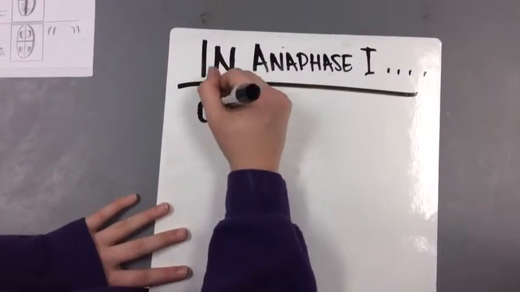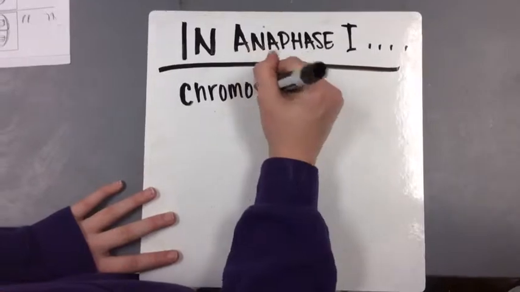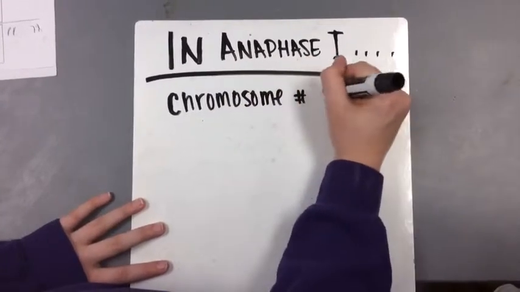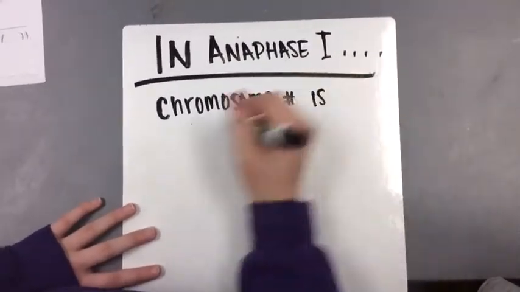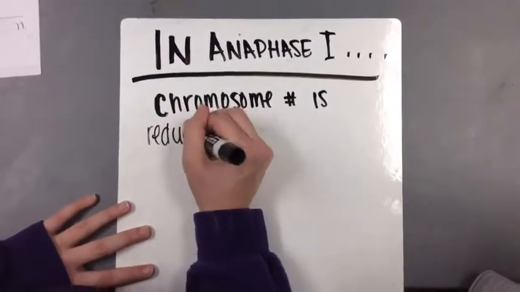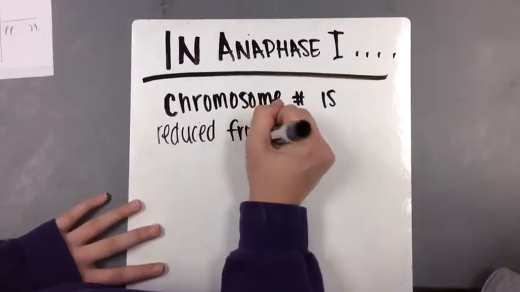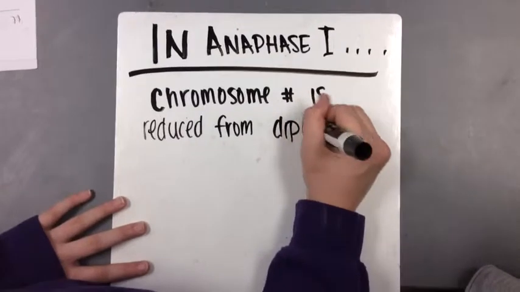In telophase 1, cytokinesis occurs. The cytoplasm divides differently in males and females. At the end of meiosis 1, the end result is 2 haploid cells.